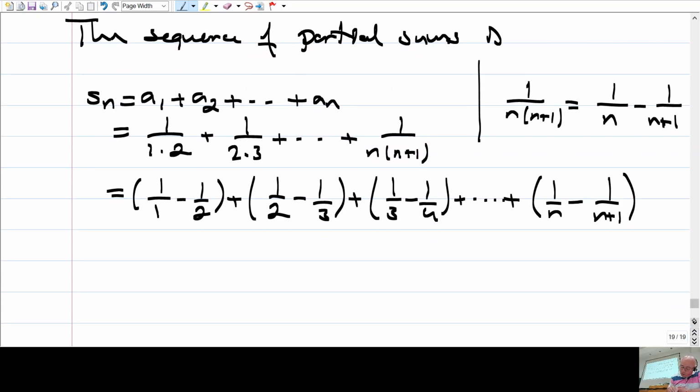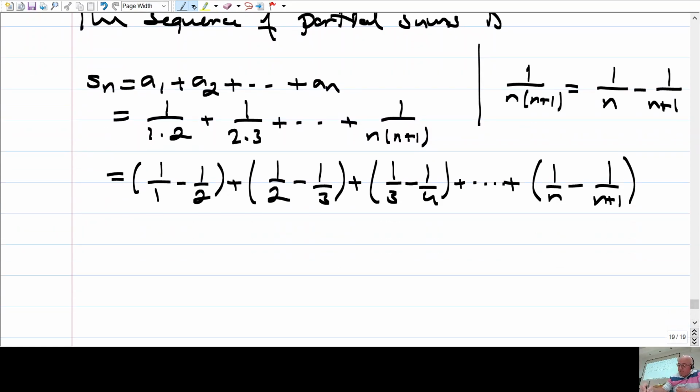And then we observe the following. You see, here in each parenthesis, the second term is cancelled with the first term of the next parenthesis. So 1 over 2 is cancelled with this one. 1 over 3 is cancelled with this one. 1 over 4 is cancelled with this one. And it will go like this. And the last term that will be cancelled will be this one with the second term of the previous term.